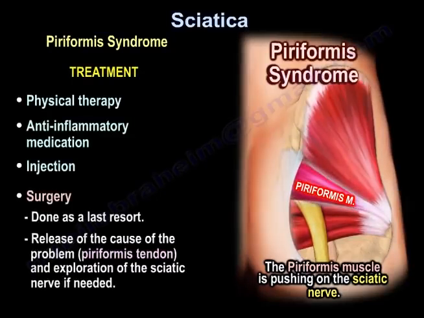The treatment of piriformis syndrome is usually physiotherapy, anti-inflammatory medication, and injections. Surgery is the last resort, and the surgery will involve release of the cause of the problem, which is the piriformis tendon, and exploration of the sciatic nerve if needed.